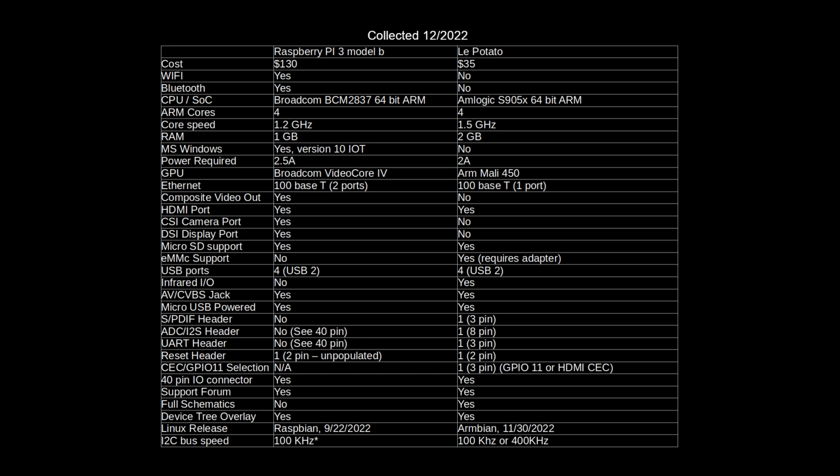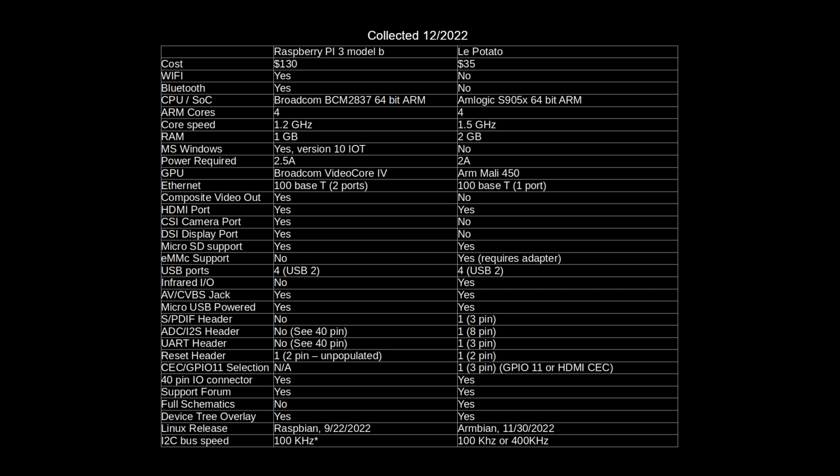Both have micro SD card support. The Le Potato has eMMC support. That's like a really fast SD card, but it does require a proprietary adapter to make it work. For USB ports, they both have 4. Le Potato does have an infrared I/O. I think you can use that for controlling TVs or devices, like your remote.